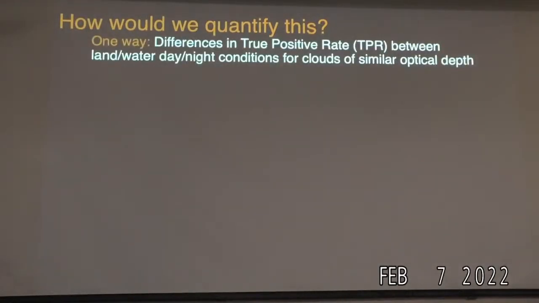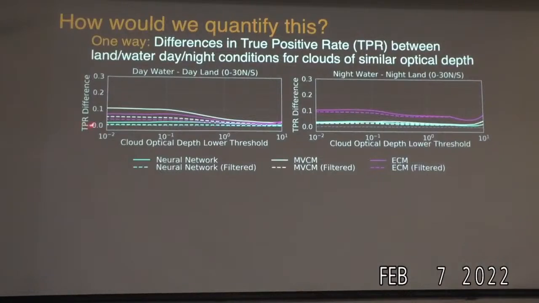I have one idea: you can take the true positive rate difference between different conditions for clouds of a fixed optical depth. What we're looking at here is the true positive rate difference between daytime water and daytime land in the low latitudes. And what we see is the NVCM has a 10% higher true positive rate for daytime water compared to daytime land. The ECM has a 10% higher true positive rate over nighttime water compared to nighttime land, and 6 to 7% for optically thick clouds as well.